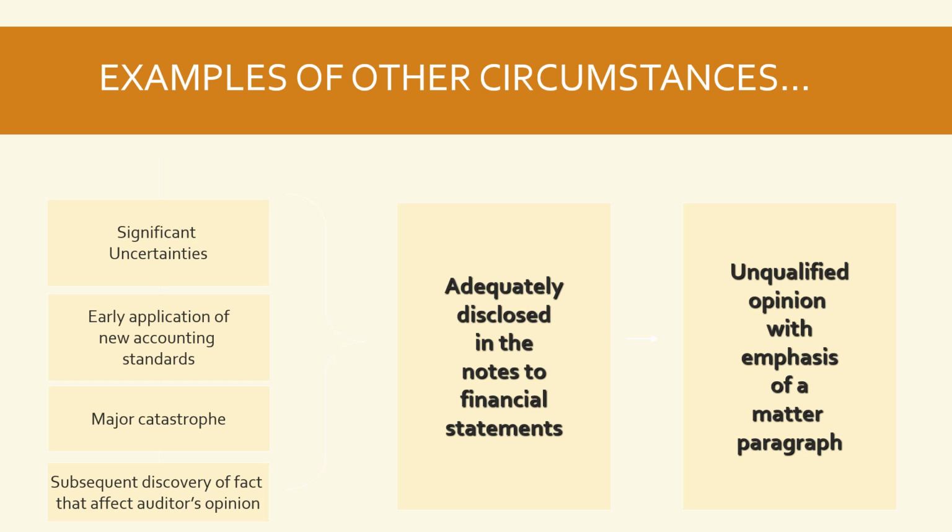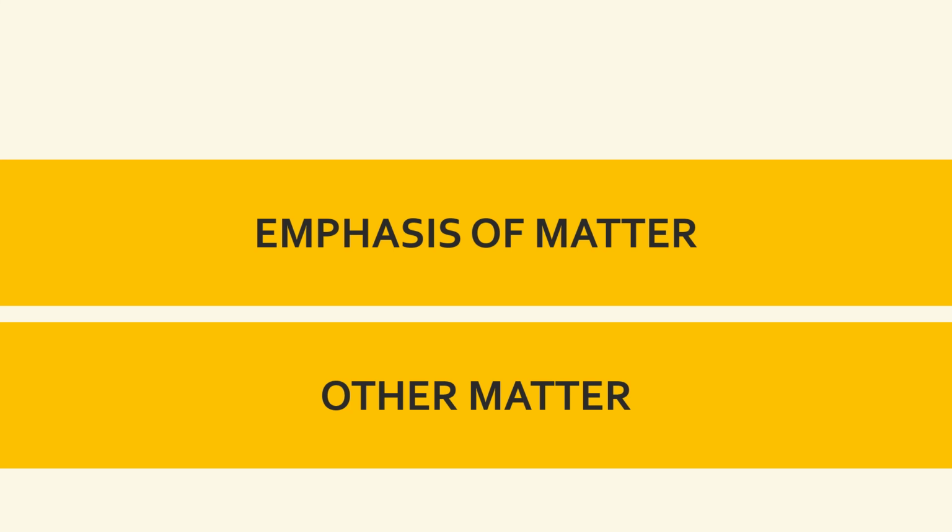Another will be if the client has opted for the early application of new accounting standards where permitted, or in the case, for example, of a major catastrophe, again, that the auditor wishes to highlight or emphasize, or the subsequent discovery of fact that affects the auditor's opinion. Now, these things may warrant the use of an EOM provided that these are adequately disclosed in the notes to financial statements, taking into consideration again that an EOM highlights something in the notes. So for these to be a subject of EOM, they must be adequately disclosed in the notes to financial statements. All right, so that will be for emphasis of matter paragraphs.